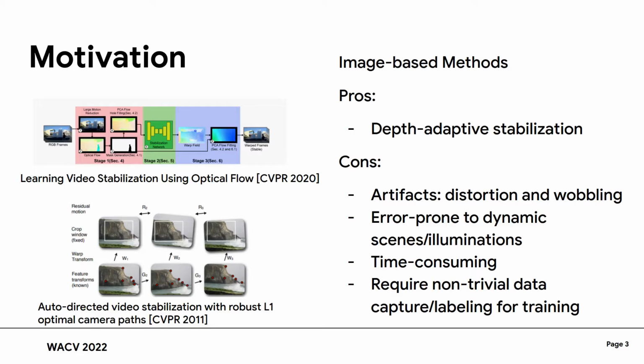The motivation for this work is twofold. First, image-based methods produce impressive depth adaptive results. However, they suffer from artifacts such as distortion and wobbling. They usually rely on optical flow or feature tracking, which is time-consuming. They are also error-prone to dynamic scenes with moving foreground and bad illuminations. For ML-based solutions, they often require non-trivial data for training, such as synchronized, unstable, and stable video pairs.